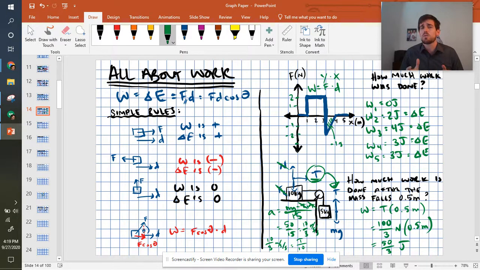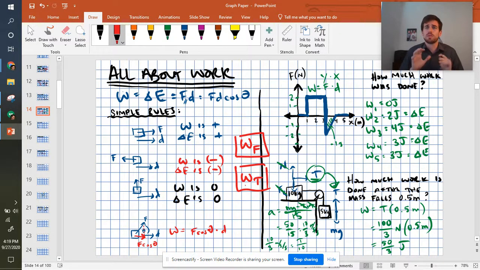Last thing I need to say on work, though, is that there are two different things that come up on work a lot. We can talk about the work done by a specific force, and we could talk about the total work done on a system. If we're talking about the total work, we're going to say all of the forces, the net force times the displacement. If we're talking about a specific force, then we're only going to use that force.